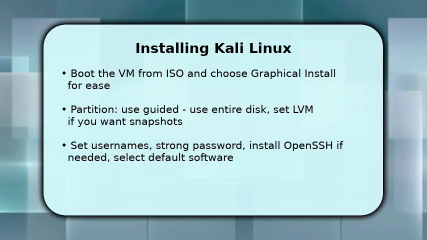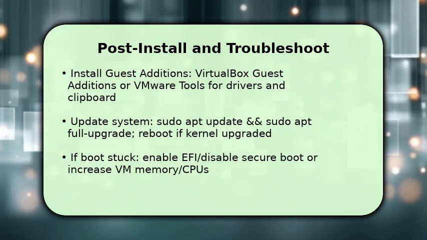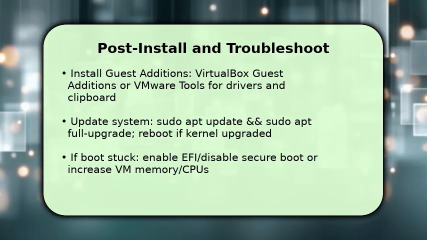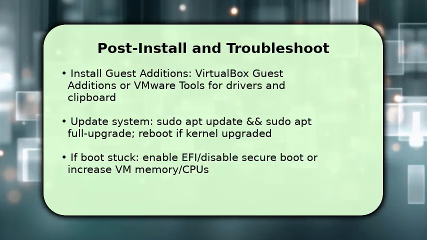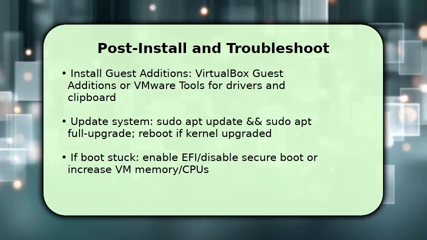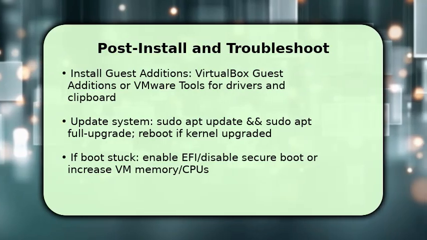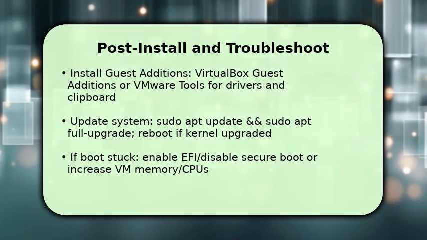After installation finishes, reboot and remove the ISO image. After first boot, install Guest Additions or VMware Tools to enable shared clipboard, proper resolution, and driver support. Then update the system with sudo apt update and sudo apt full-upgrade to fetch security updates and tools. Reboot if a new kernel was installed. Make sure network adapters are set to NAT or bridged as required.